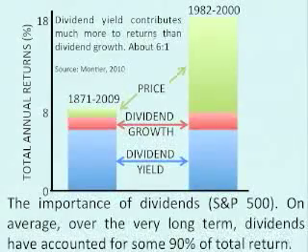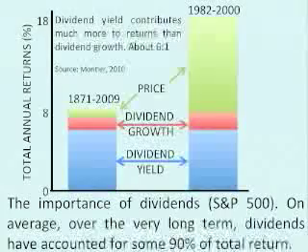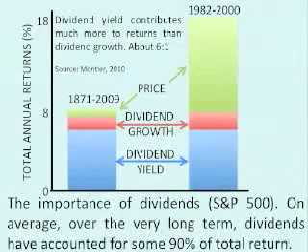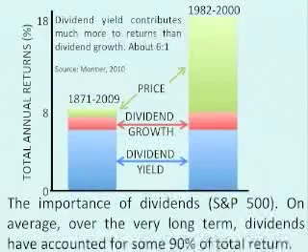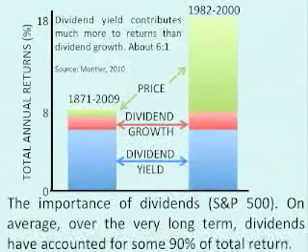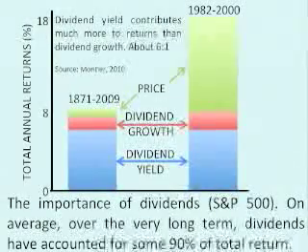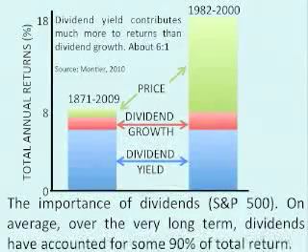This shows the importance of dividends in the S&P 500. From 1871 to 2009, the bar graph on the left, you see dividend yield is in blue, dividend growth is in red, and the price increase is in kind of a pale green there. So dividend yield was by far the most important.